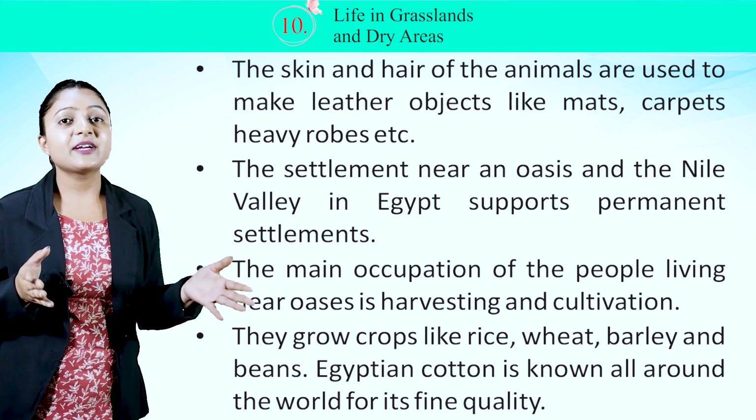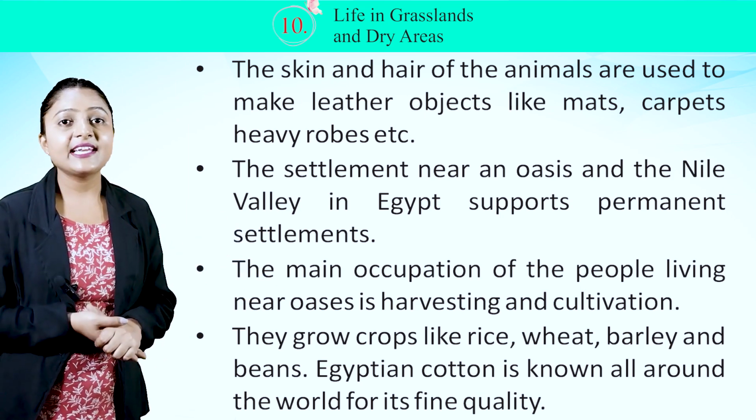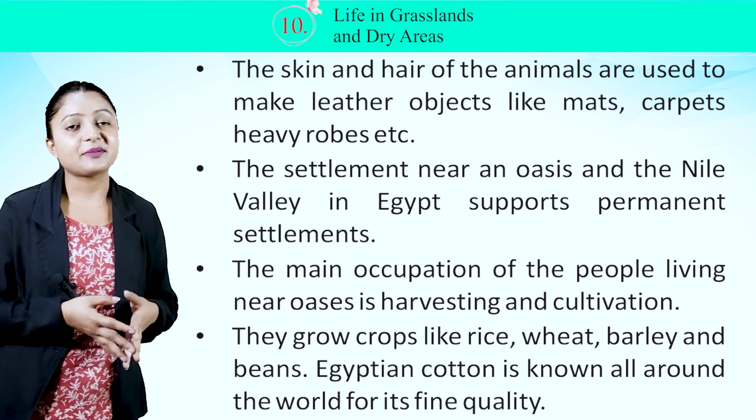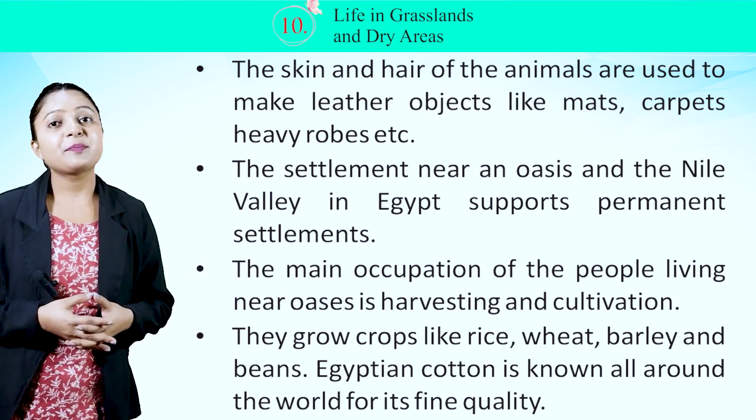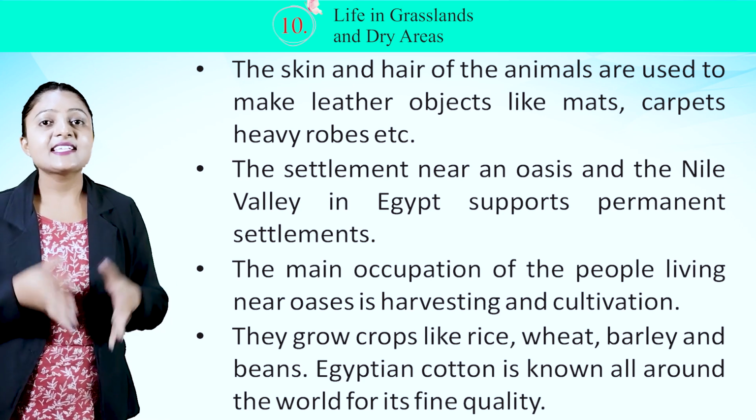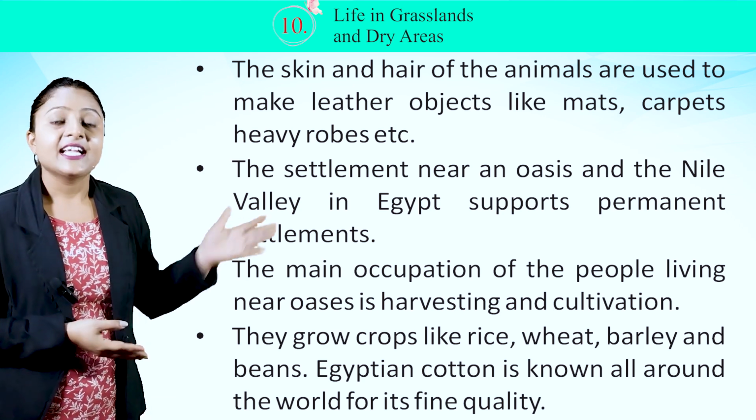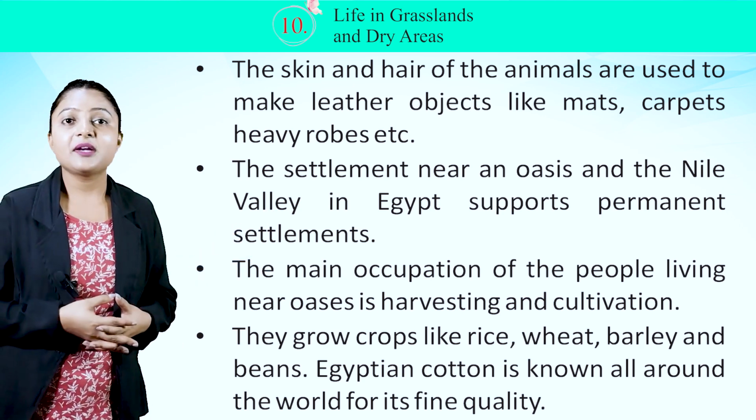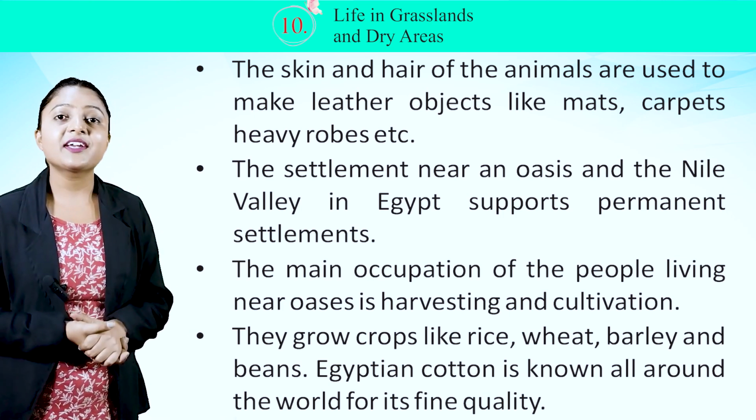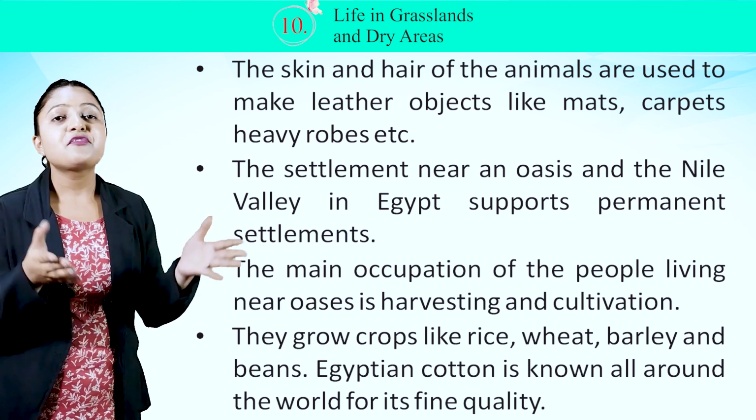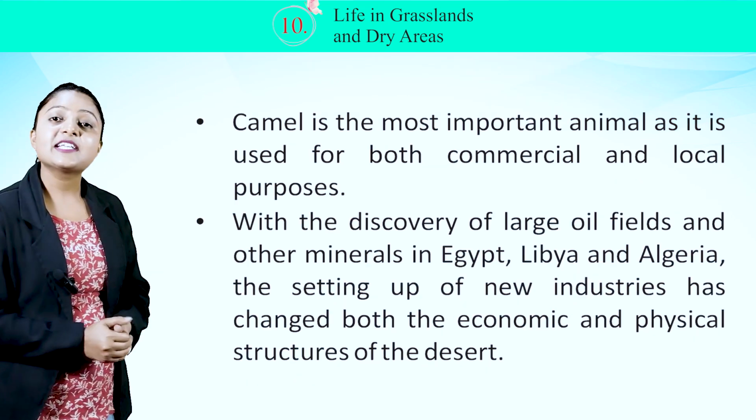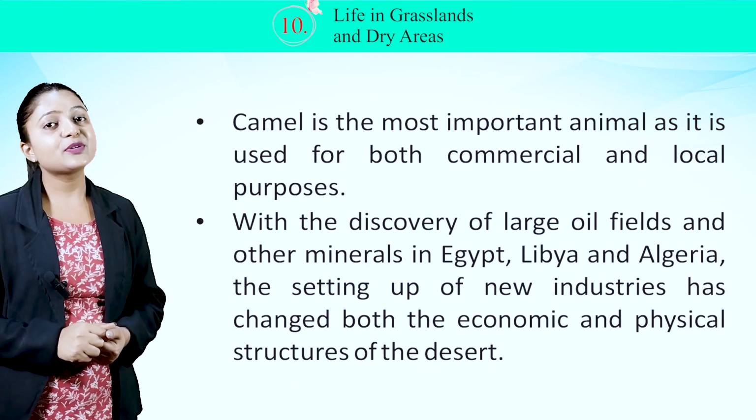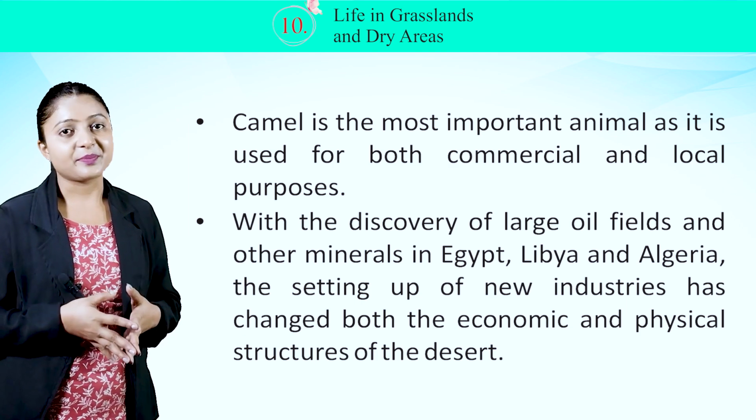The settlements near an oasis and the Nile Valley in Egypt support permanent settlements. The main occupation of the people living near oasis is harvesting and cultivation. They grow crops like rice, wheat, barley, and beans. Egyptian cotton is known all around the world for its fine quality. Camel is the most important animal as it is used for both commercial and local purposes.